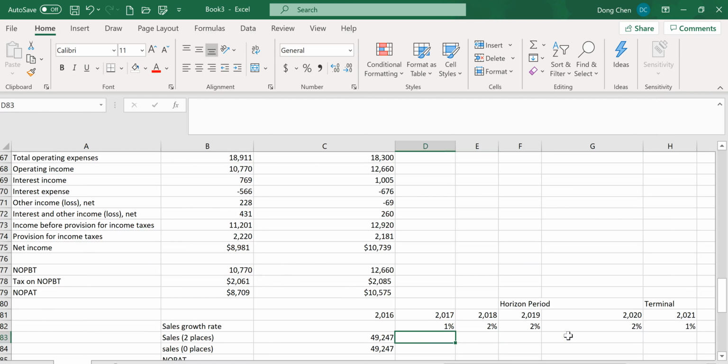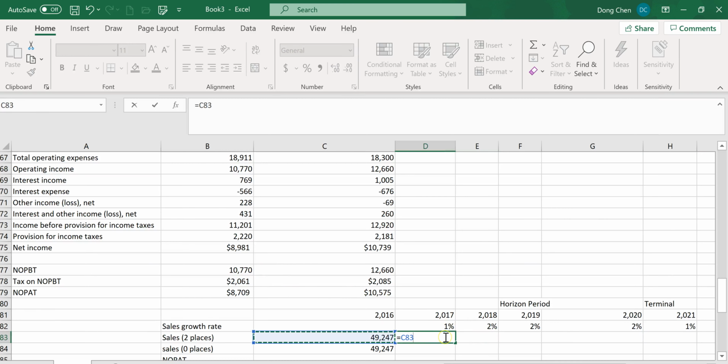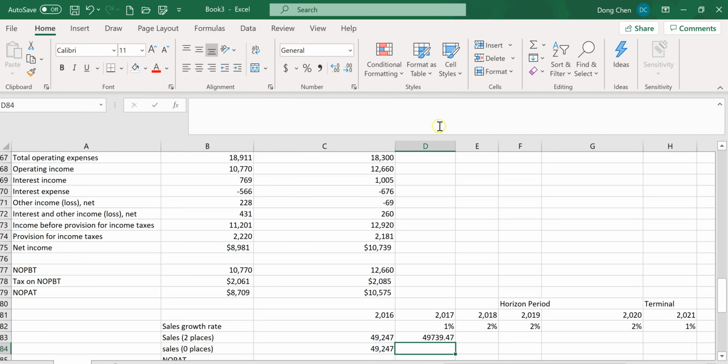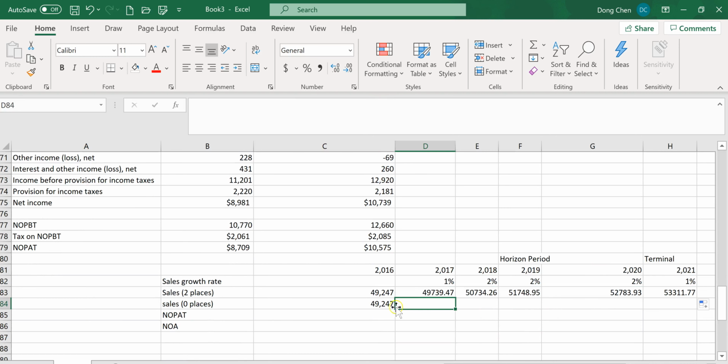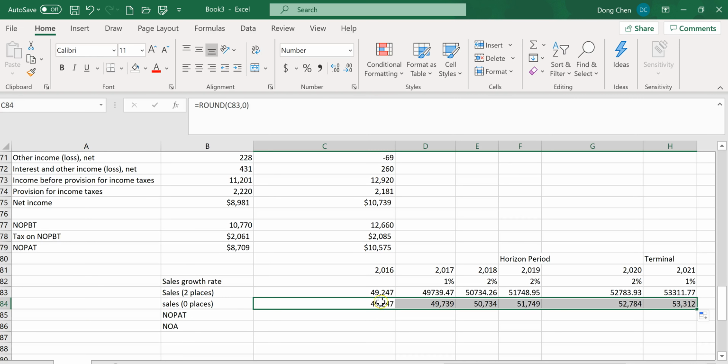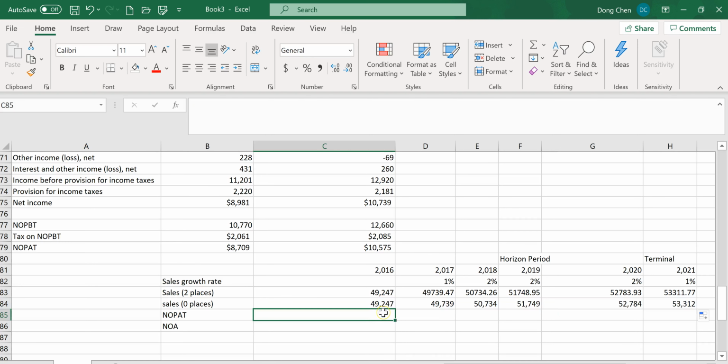So for the 2017 sales, it's basically 2016 sales times 1 plus this growth rate. But then I need to keep 2 decimal places, right, following the rounding requirement. So then I can drag the cell all the way to the right. And then I can also drag the cell all the way to the right because I already used the round function for this. And for NOPAT, I can just copy the number, right? But if you copy the number here, it will actually calculate based on formulas, because this is in formula format. So I just want to copy the number.